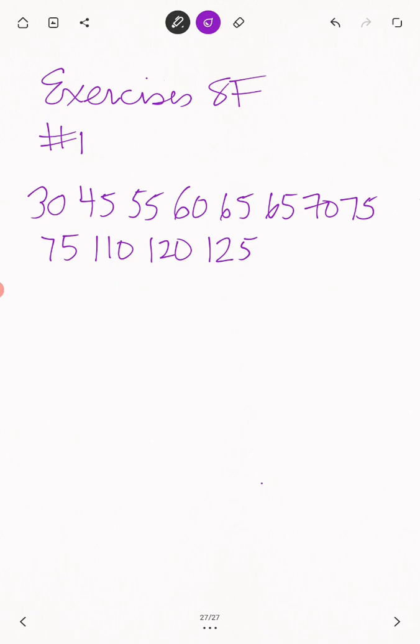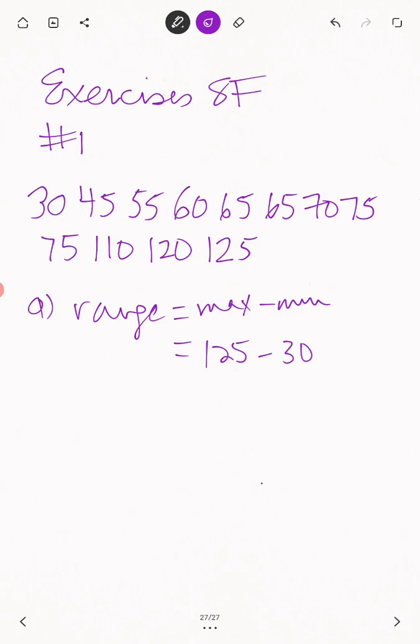Okay, so first part A, find the range. So range is always the difference between the maximum value in the set and the minimum value. So in this case, the maximum value is 125, the minimum value is 30, so the range is 95 centimeters, since all the values are measured in centimeters.